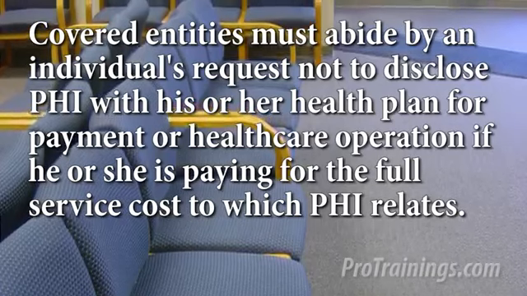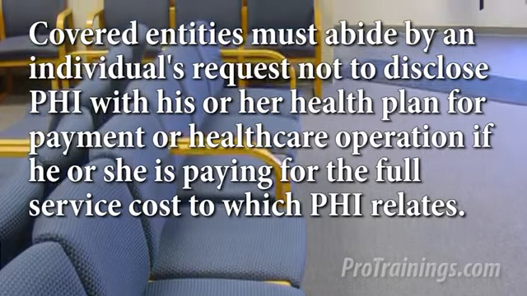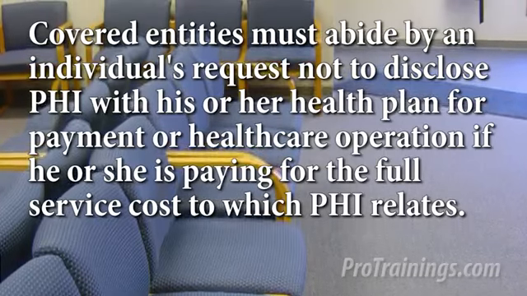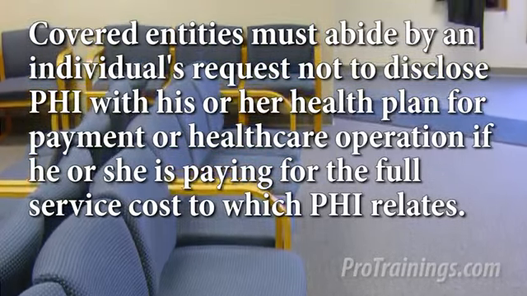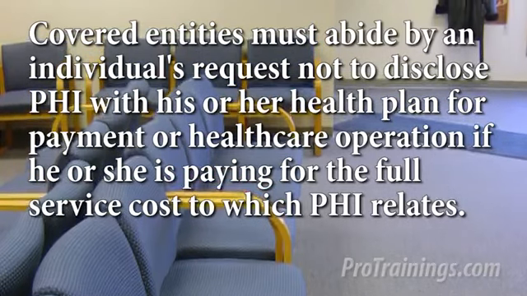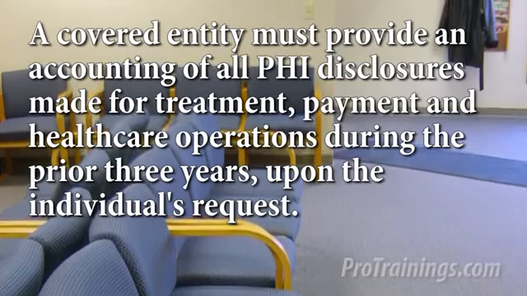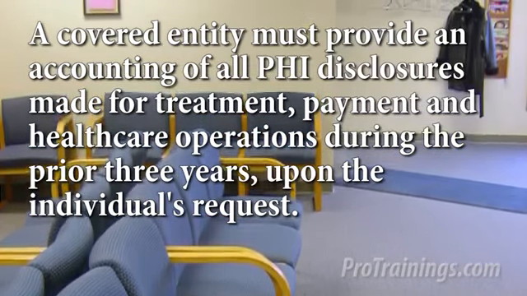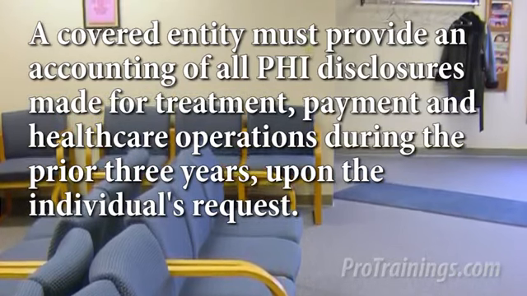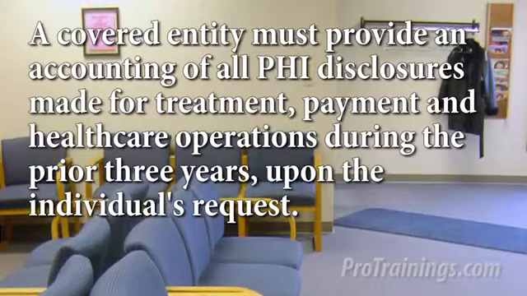Covered entities must abide by an individual's request not to disclose PHI to his or her health plan for payment or healthcare operations if he or she is paying for the full cost of the service to which the PHI relates. A covered entity must provide an accounting of all PHI disclosures made for treatment, payment, and healthcare operations during the prior 3 years upon the individual's request.